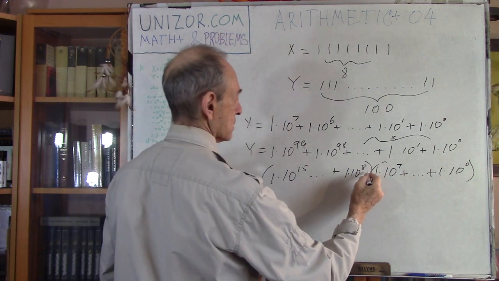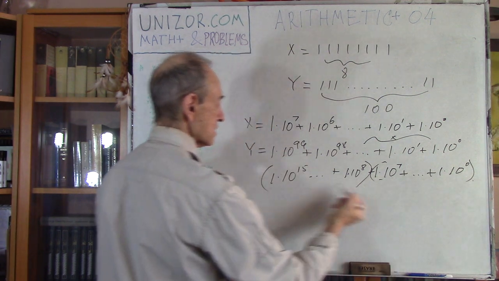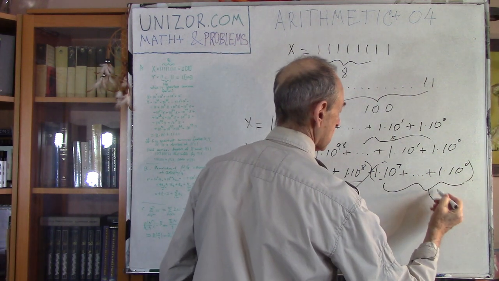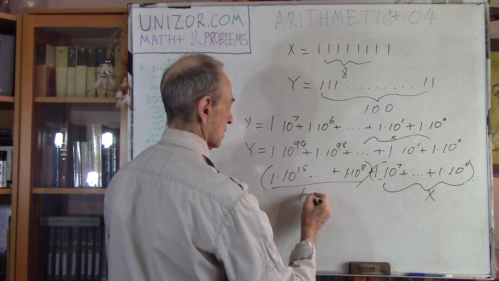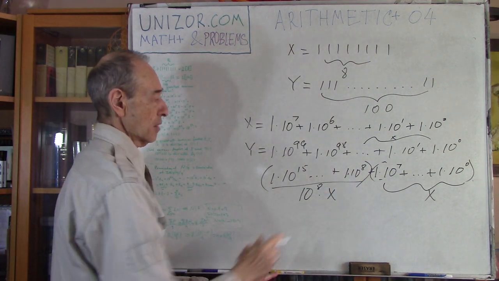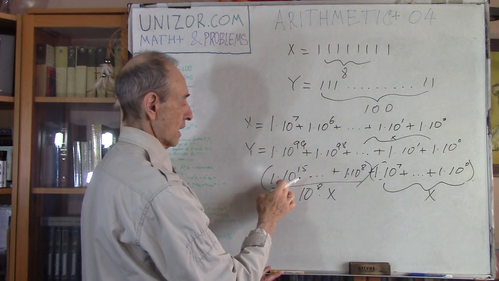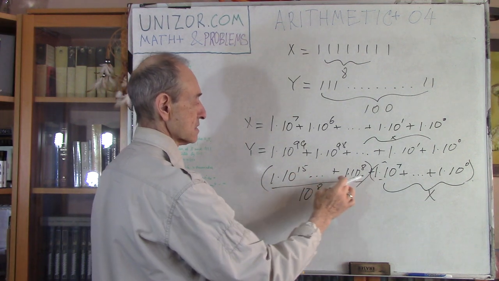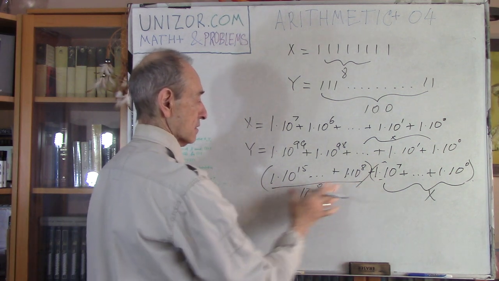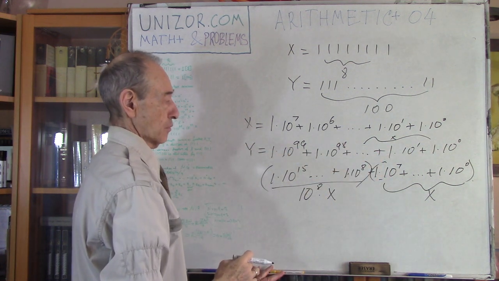That's the next group of numbers, right? So I'm talking about the representation of y. This is the tail. This is the next to the tail. Now, how can I represent this? If this is x, this is 10 to the power of 8 times x. Am I right? Because 10 to the power of 8, I can just take out of the parentheses, and I will have 10 to the power of 7, then 6, etc., up to 0, which is exactly the same as this. So that's the next group of 8 digits in the representation of y.